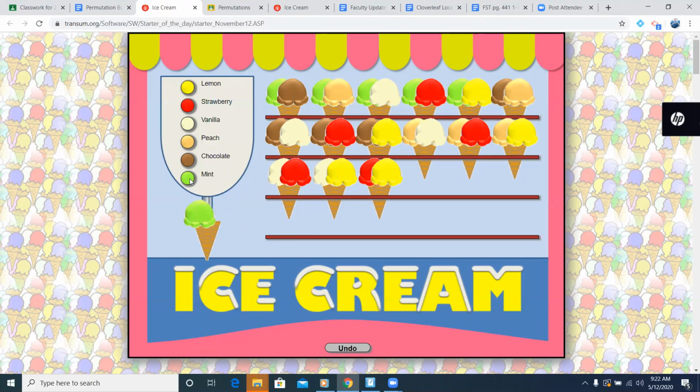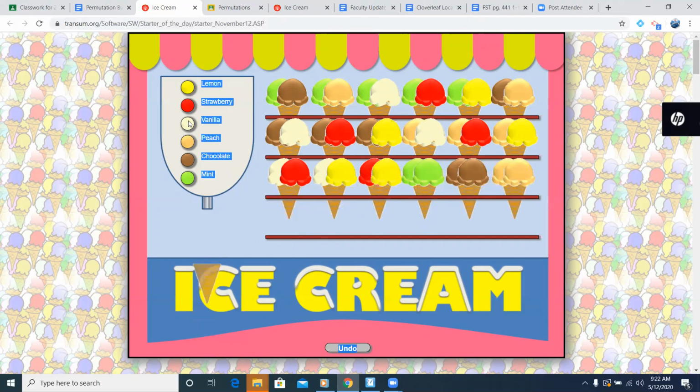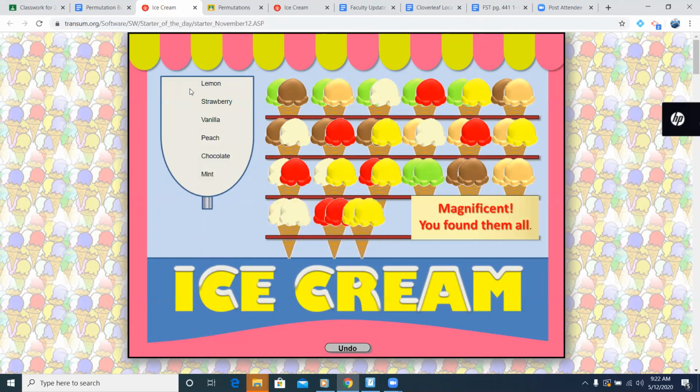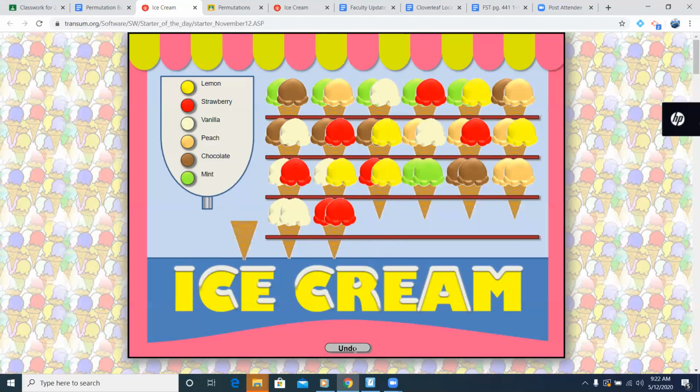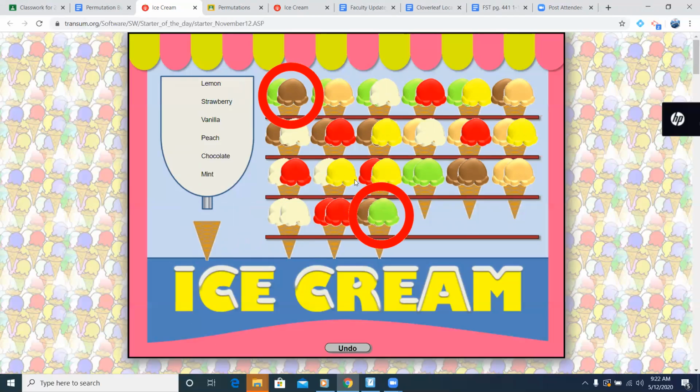Okay, now can we do double of the flavors? Let's try it. Mint, mint, chocolate, chocolate, peach, peach, vanilla, vanilla, strawberry, strawberry, lemon, lemon. Okay, so it says I found all of them, right? What if I undo something here really quick? Let's look at mint chocolate. What if I did chocolate mint? Let's see what happens. Okay, see how we get an error here?